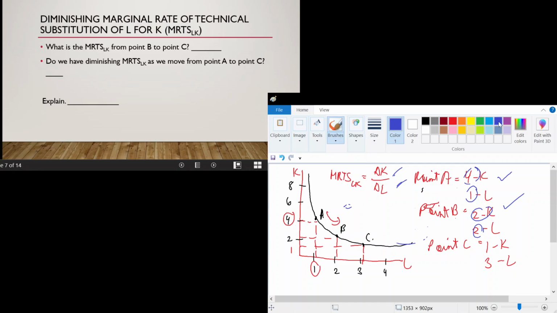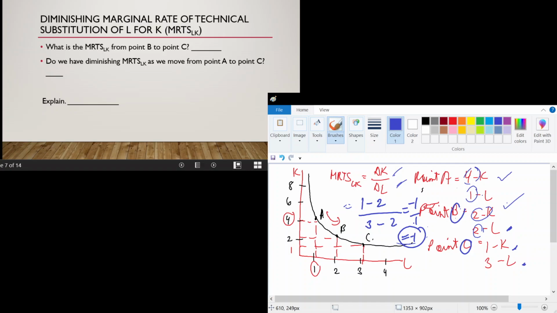Okay, so dito naman, ang current natin ngayon is point C and yung previous natin is point P. Okay, so change in K. So, ang current natin is 1 minus yung previous natin is 2 over change in L. So, we have here 3 minus 2. So, we have negative 1 over 1 which will give us negative 1.